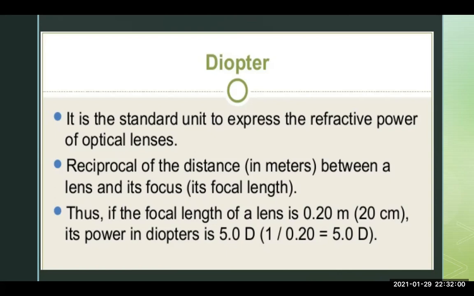Reciprocal of the distance. Diopter is a calculation of reciprocal of the distance in meters between a lens and its focus, or its focal length. So if the focal length of a lens is 0.20 meter, which is 20 centimeters, its power in diopters is 5 diopter by this equation.